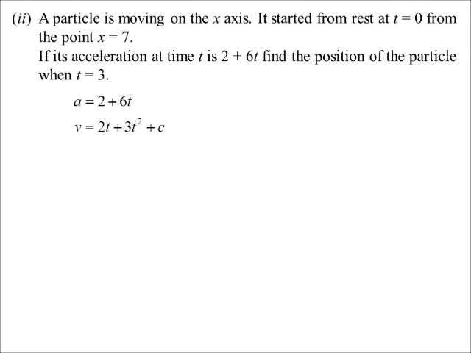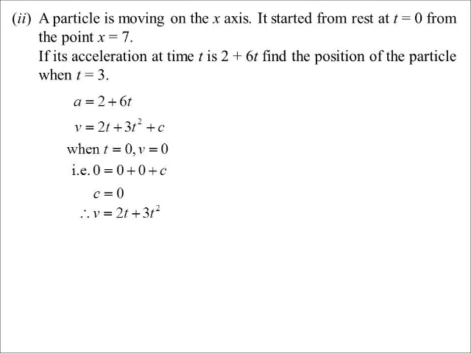Velocity equals 2t plus 3t squared plus a constant. When t equals 0, v equals 0. So subbing in, look at that, constant equals 0. Had I forgotten my plus c, I would have got away with it because it turned out that constant was 0. But be careful with that. Make sure you remember your plus c. So velocity is 2t plus 3t squared.